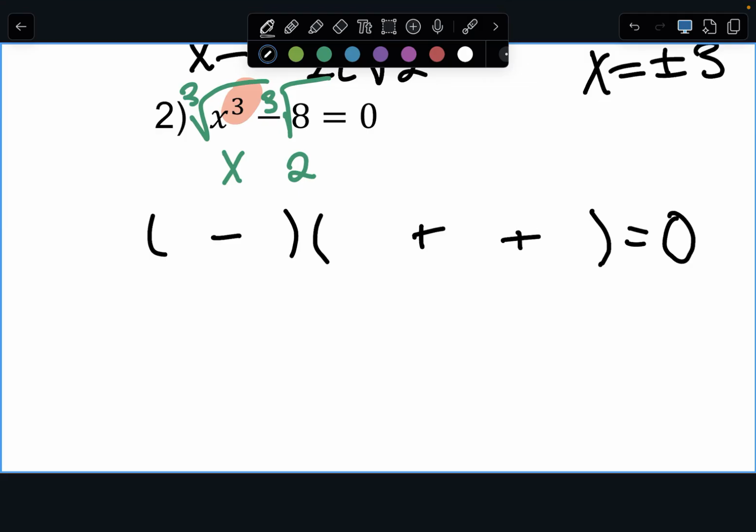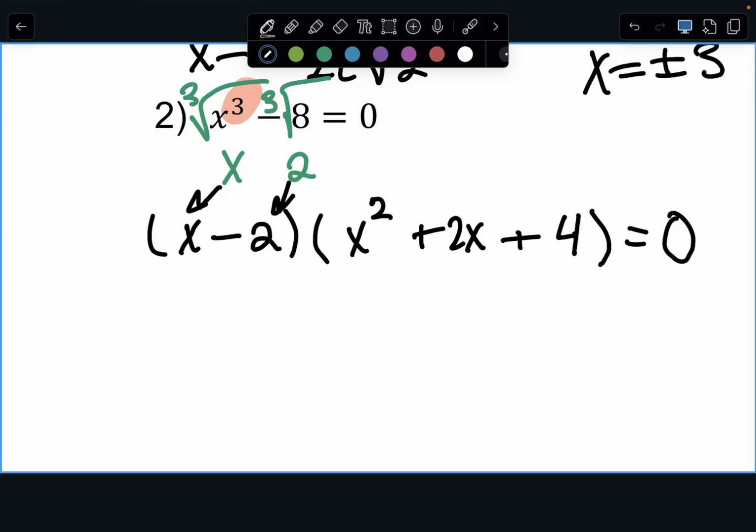So this is a difference of cubes. In my first pair of parentheses, what should I do? What goes there? Yeah, those 2 cube roots that I got. So x minus 2. Then I square both of them and put them in the first and the last spot. So x squared and then 2 squared is 4. 2x in the middle. Perfect.